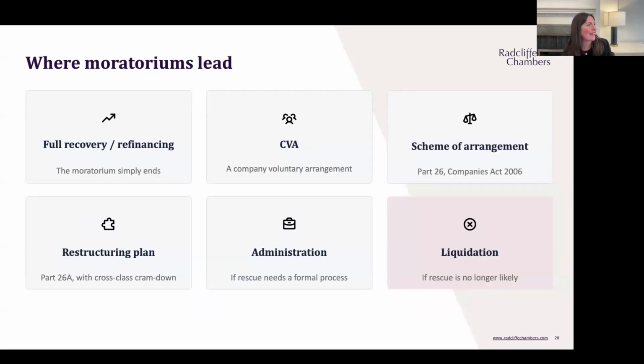Where do they go? I was asked this by an IP at a lunch talk I gave recently, and the answer is sort of anywhere. Obviously, the aim is a full recovery or a full refinancing, pursuant to which the debts can be paid in full. At that juncture, the moratorium ends, company exits, company keeps trading. And that's the sort of paradigm situation that I think Part A1 was probably intended to facilitate. Because the directors have remained in possession throughout, it's a means of facilitating the company being rescued straightforwardly and continuing to trade. CVAs are another possibility, schemes of arrangement, RPs, admins, or liquidation. I have done one where they've gone into CVL.